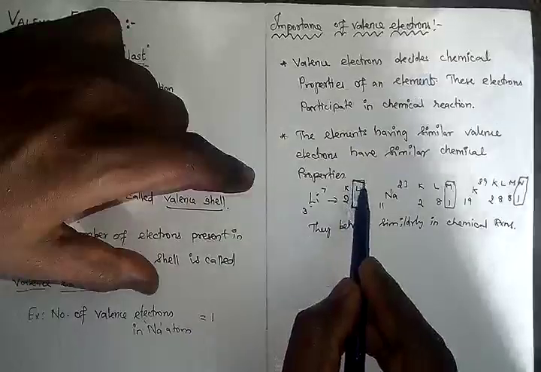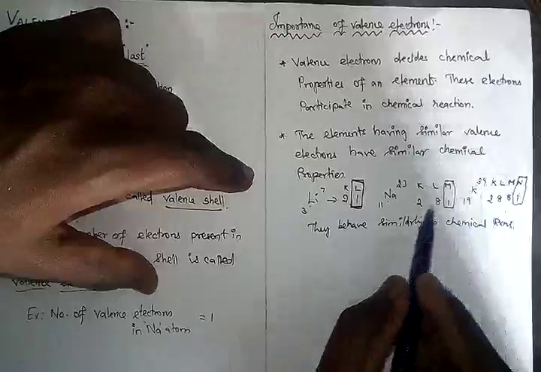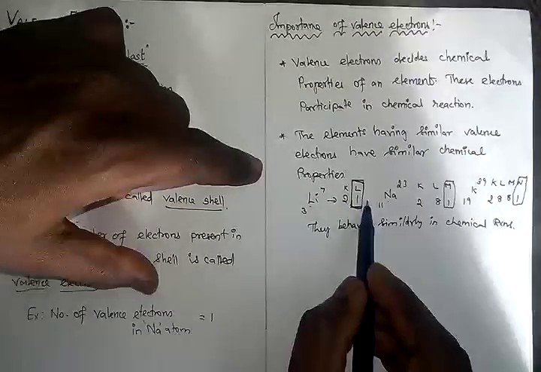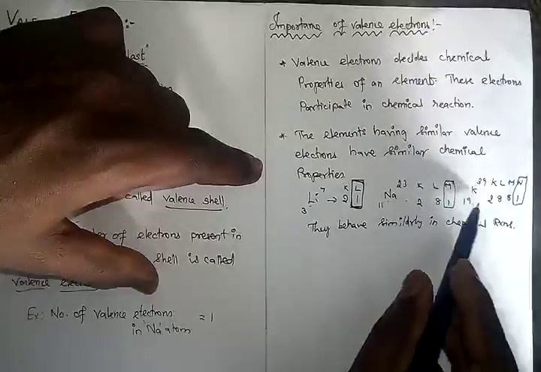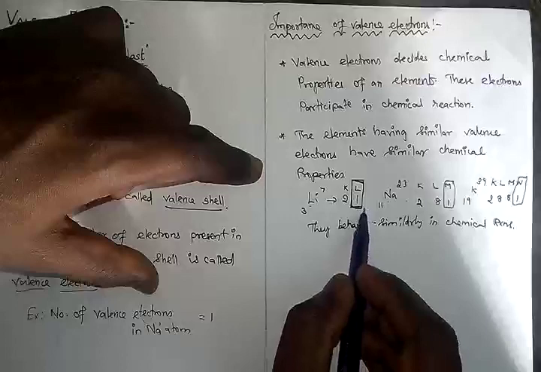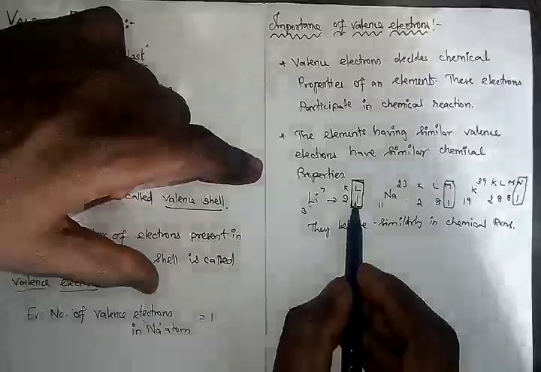But lithium has only 1 electron, even sodium has 1 electron, potassium has 1 electron. Now in order to become 8, it needs to gain 7 electrons. All these elements need to gain 7 electrons. But this can be done by simple logic, that is losing this 1 electron.